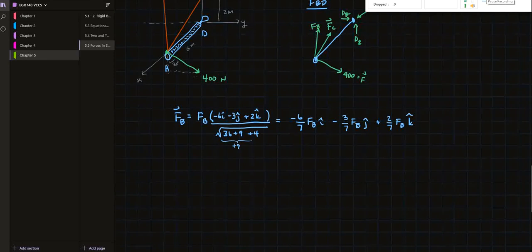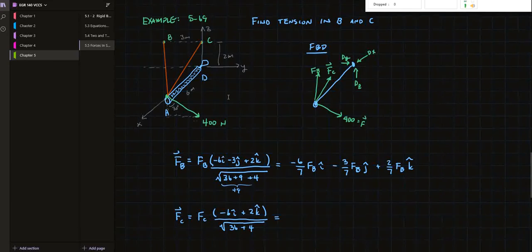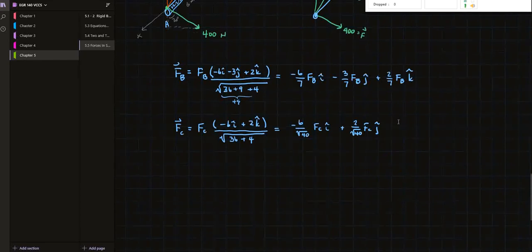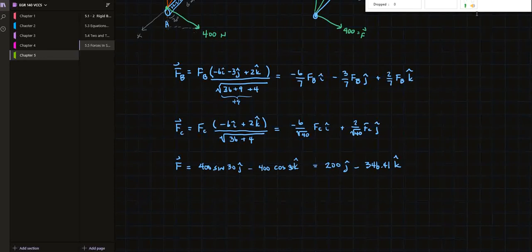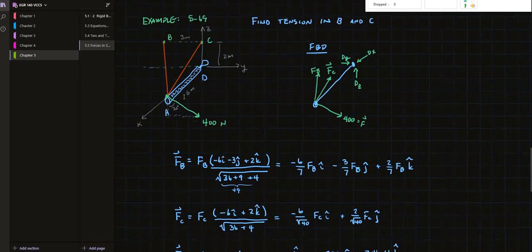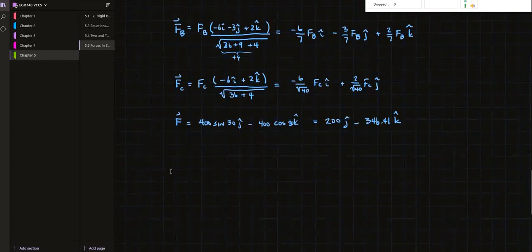All right, let's do FC next. So here we have -6 again, and then up 2. So -6 plus 2, this direction it's heading in, and this results in this vector. Finally, let's set up what F is, and that's going to be 400 sine 30 j minus 400 cosine 30 k, and that's going to equal 200j minus 346.41k. So we got these vectors all set up here. All these are in terms of FC and FB.